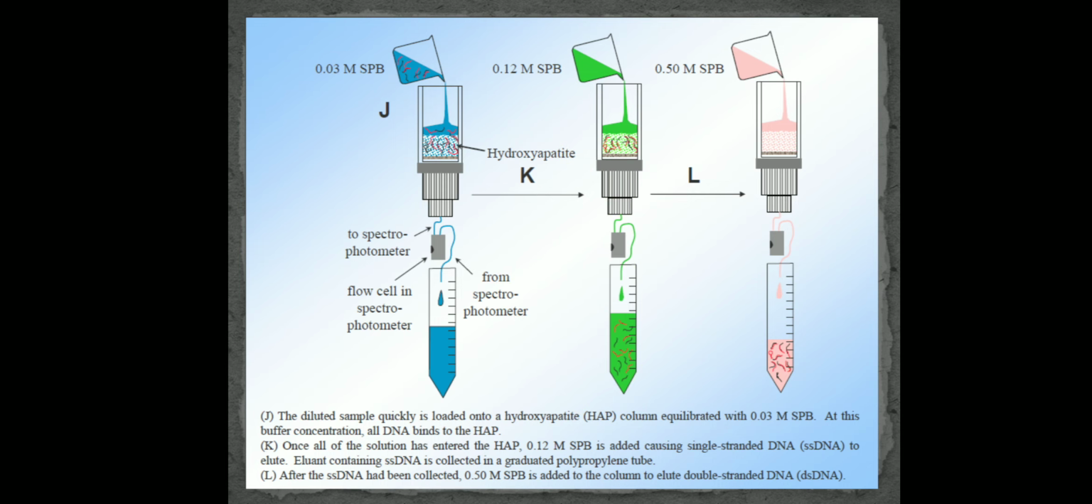Then we use 0.50 molar SPB, sodium phosphate buffer. When you pour this 0.50 molar sodium phosphate buffer, all the double stranded DNA is also eluted. We are going to collect that in a different ampule or test tube. Now you can see in this image that after collecting, after centrifugation, we are going to analyze it under a spectrophotometer. In this image, as soon as they collect, they analyze it in the spectrophotometer. We can do it this way.